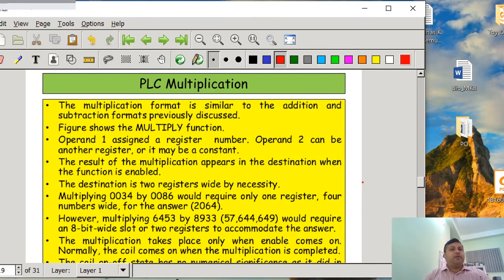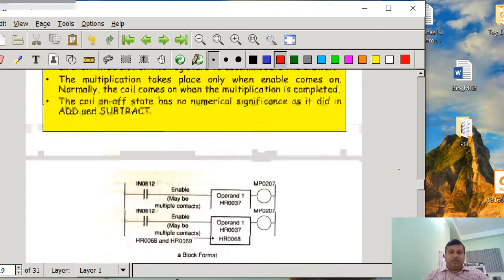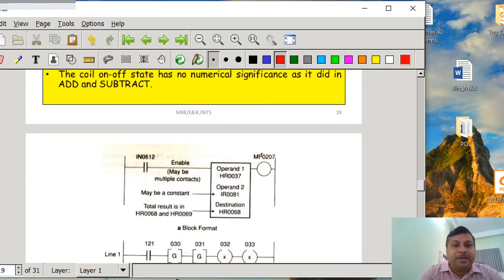The next is PLC multiplication. The multiplication format is similar to the addition and subtraction formats previously discussed. The figure shows the multiply function. Operand 1 is assigned a register number. Here this is the format, with MP representing the multiplication. Operand 1 is HR037 and operand 2 is IR081, maybe a constant.